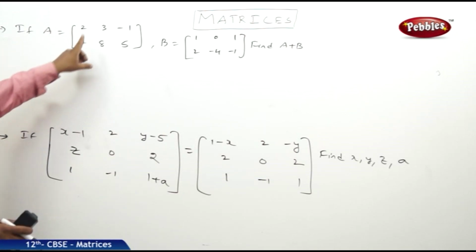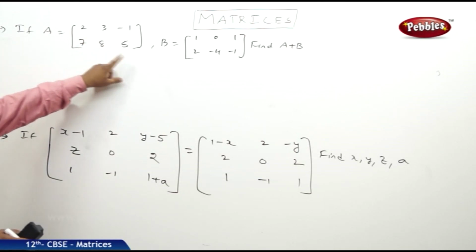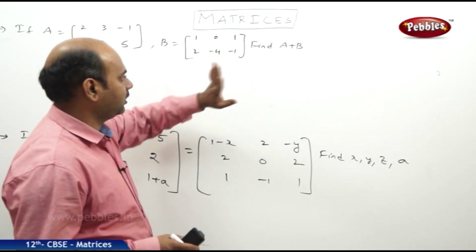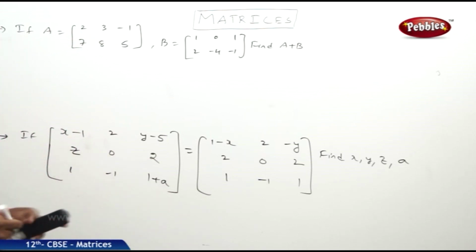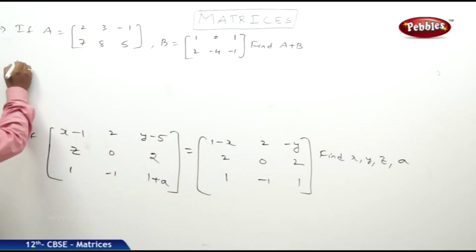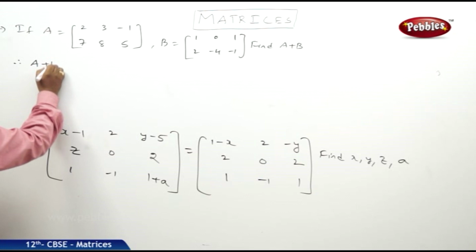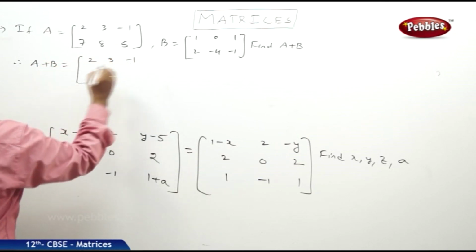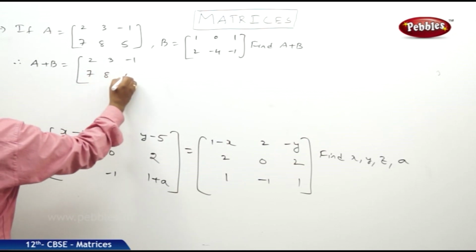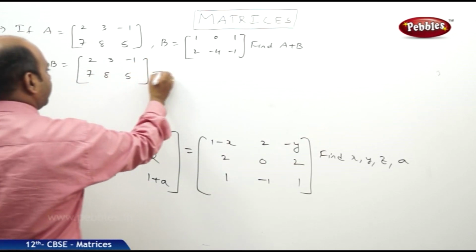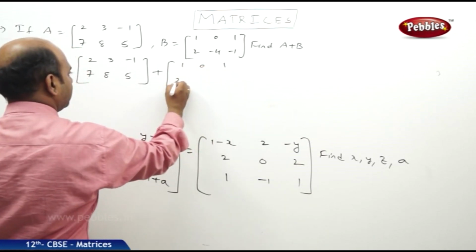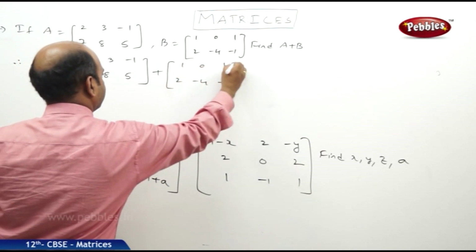Given A is equal to 2, 3, minus 1, 7, 8, 5. Capital B is equal to 1, 0, 1, 2, minus 4, minus 1, and I need to add A plus B. So A plus B means we can write 2, 3, minus 1, 7, 8, 5, plus B, which we write as usual, 1, 0, 1, 2, minus 4, minus 1.